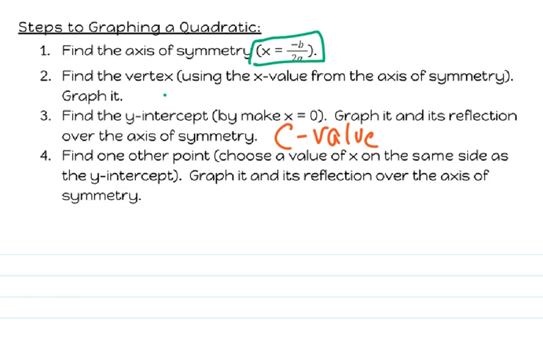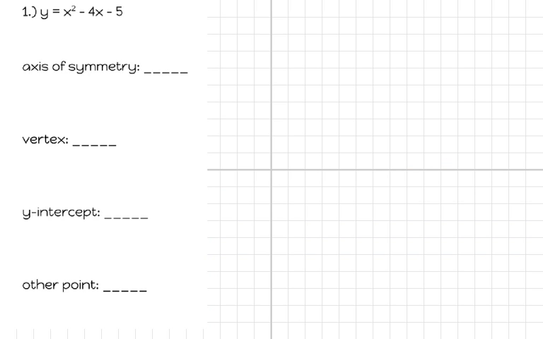And then you're going to find one other point. Again, unless the vertex is the y-intercept, then you have to find 2 other points. And in order to do that, you're just going to pick an x value that's on the same side as the y-intercept, meaning either on the left side of the parabola or the right side of the parabola. And then since the parabola is symmetrical, it has the axis of symmetry, you can just reflect the points that you graphed on one side over the axis of symmetry to the other. It actually sounds a lot more complicated than it is.